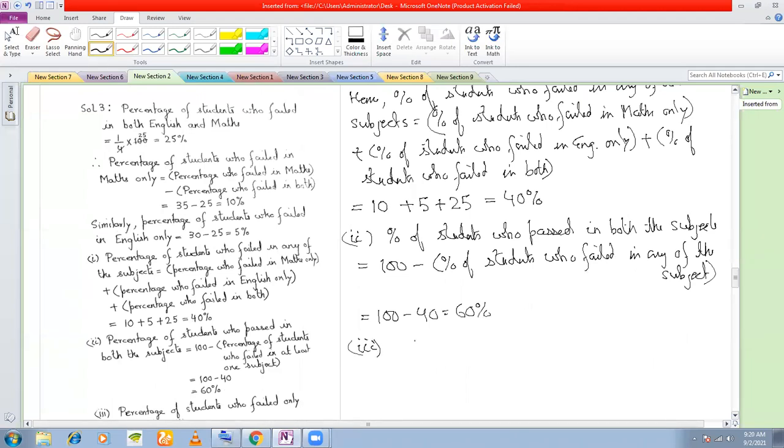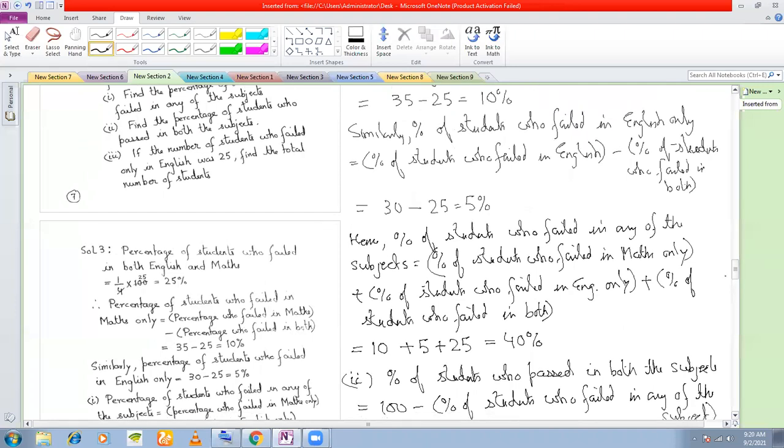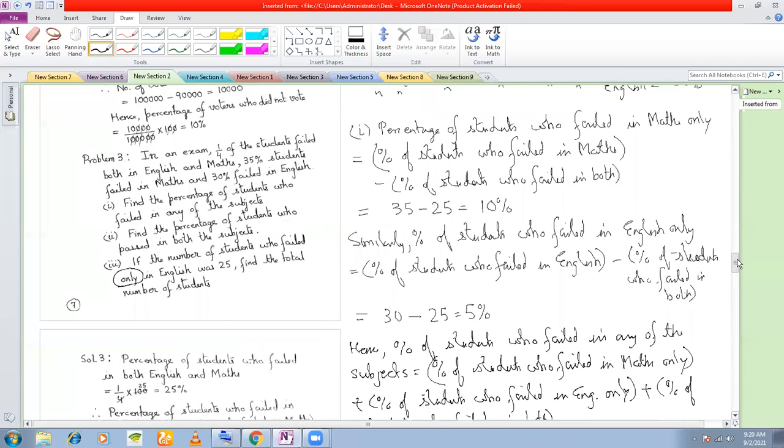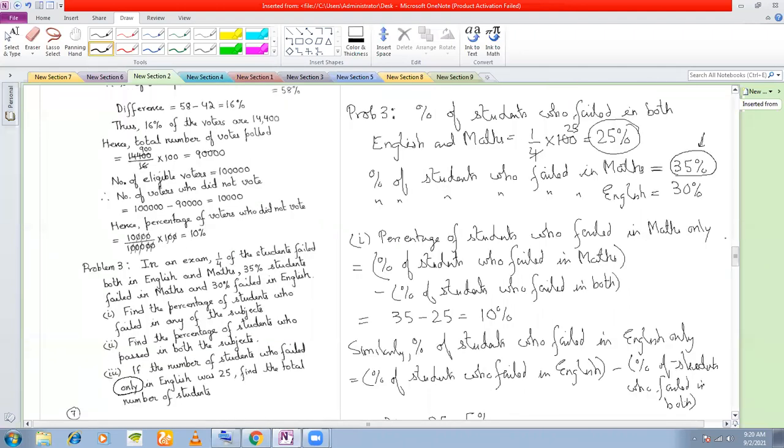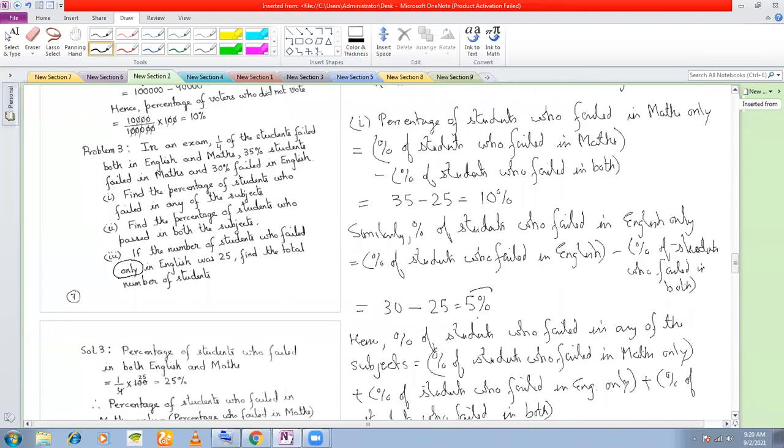Okay. Now, number 3. The question is, if the number of students who failed only in English was 25. So you see the word only here. Number of students who failed in English only. What is the percentage who failed in English only? You have found out here. Yes, here. 5% failed in English only. And here, what is the figure that they are saying? 25 failed in English. Find the total number of students.